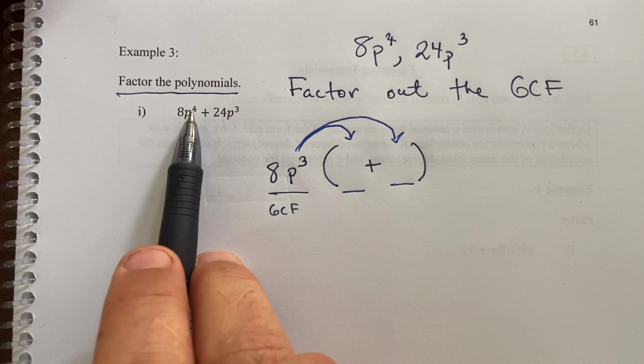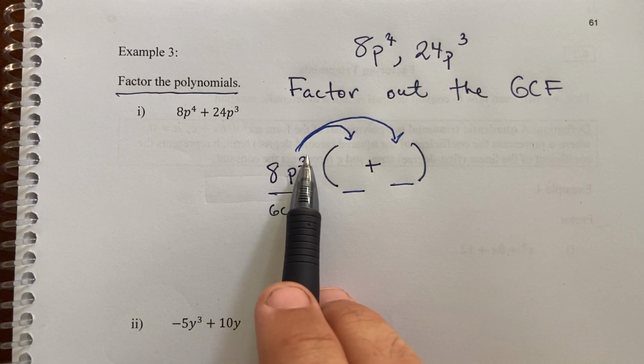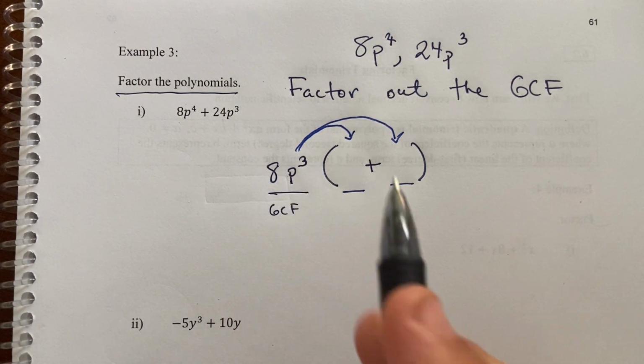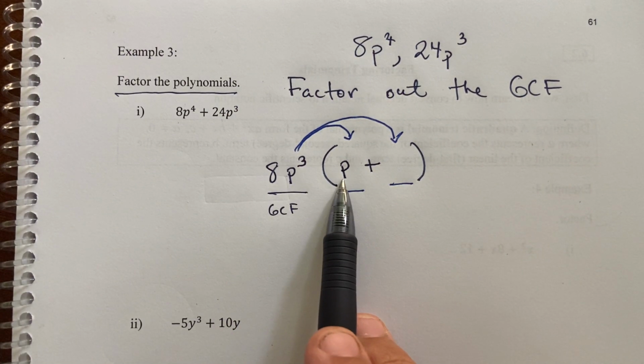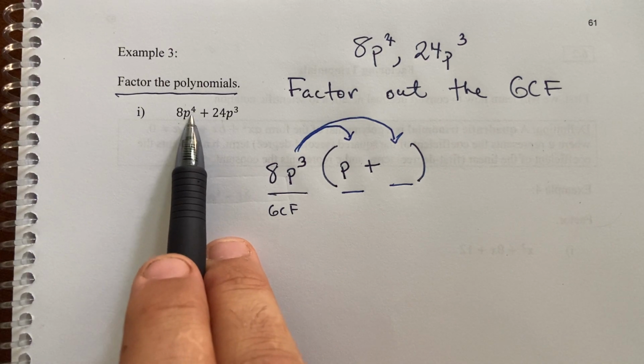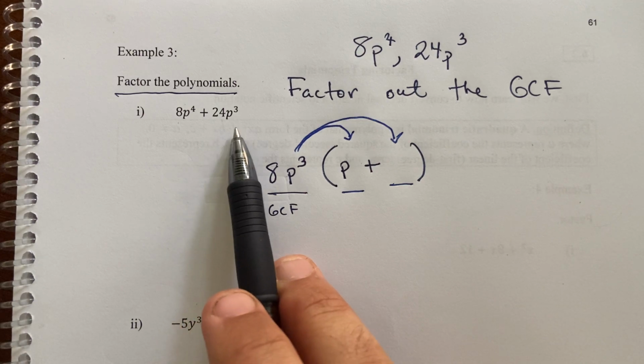So I have an 8p to the 4th. I already factored out the GCF, which is 8p cubed. So I need just a p, right? That way 8p cubed times p makes my 8p to the 4th. Then I need a 24p cubed.